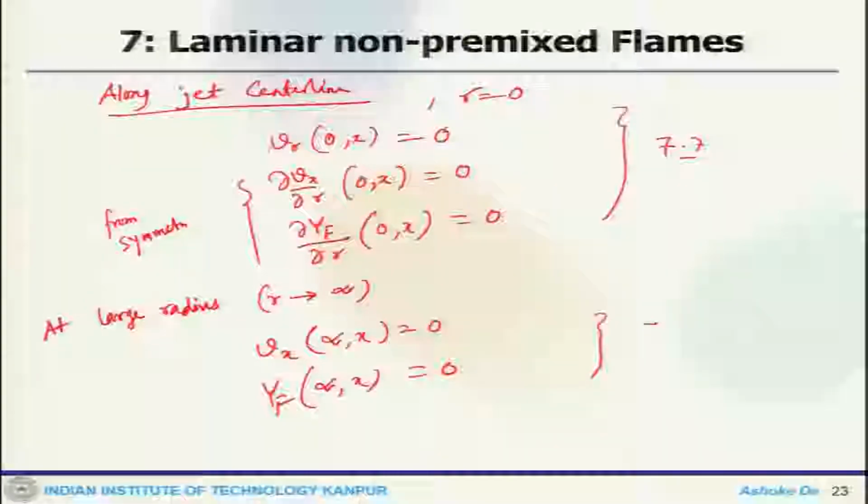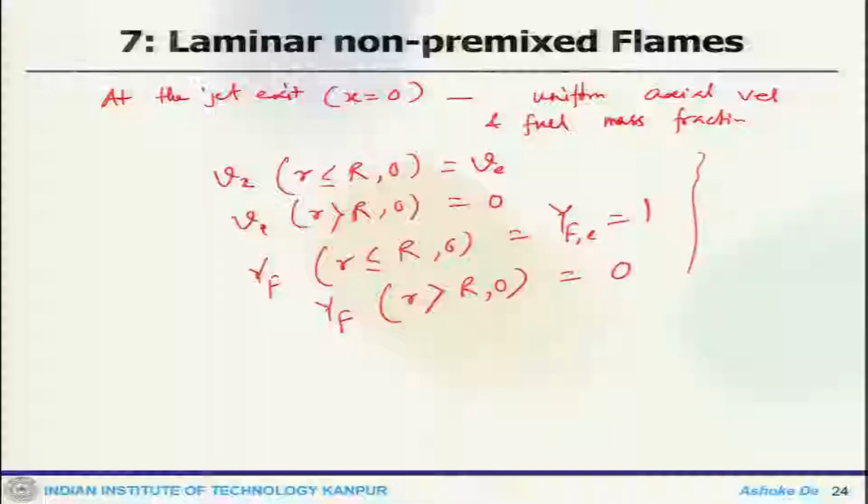One of the boundary conditions is along the jet center line, and then at the large radius. At the jet center line we have radial velocity is 0 and the derivatives are 0, which is from symmetry. At large radius axial velocity is 0, fuel mass fraction is also 0, and then finally we have the jet exit, where we assume the uniform axial velocity and fuel mass fraction and 0 everywhere else. So, that will give you this boundary condition.